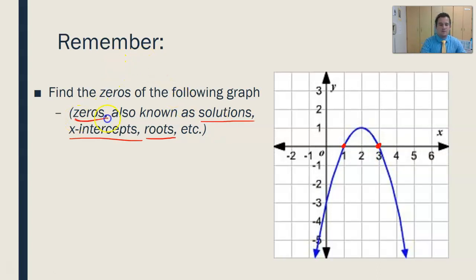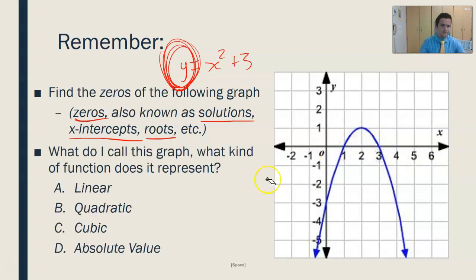The reason we call them the zeros is that it's when y is equal to 0. So if I had y equals some function, I don't know, x squared plus 3, when y is 0, we're going to fall right here. Here's y equals 0 along the x-axis. So every place where the function crosses the x-axis, those are my zeros, or the solutions.